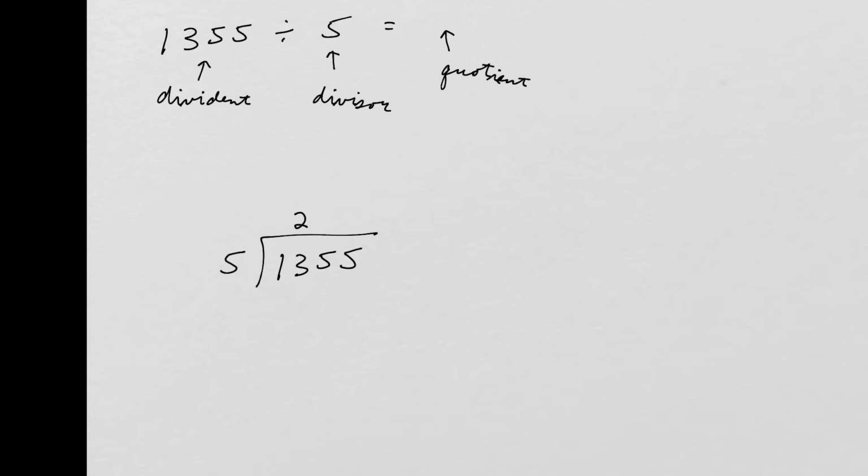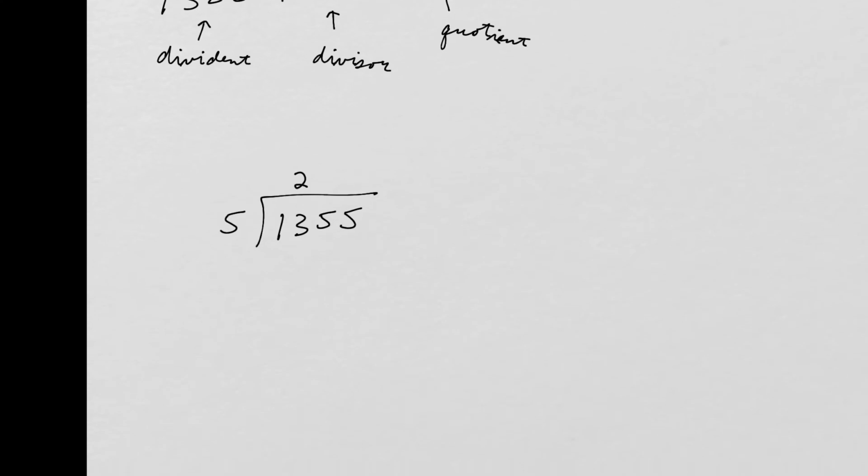Actually, let me write that down for now. Let me sort of explain why this works. Because I put a 2 here, really what I mean is it goes in 200 times. So now if I multiply the 200 times the 5, I'm going to get 1,000. And when I subtract that, because we already handled 1,000, right? I'm going to have 355.